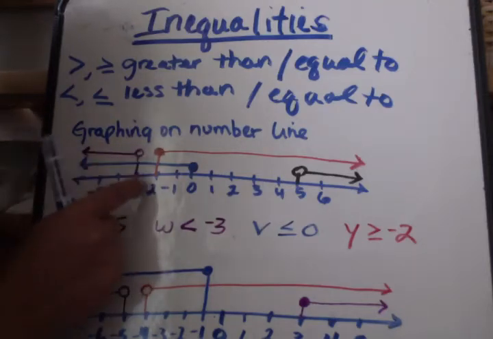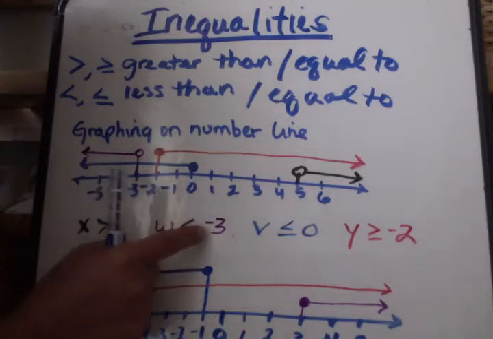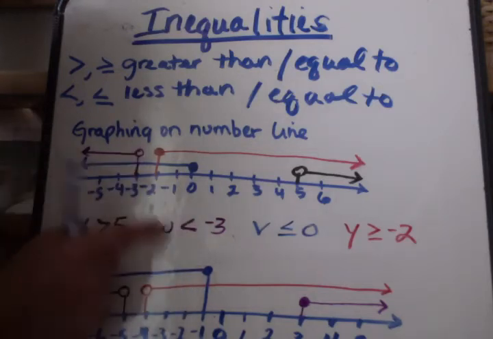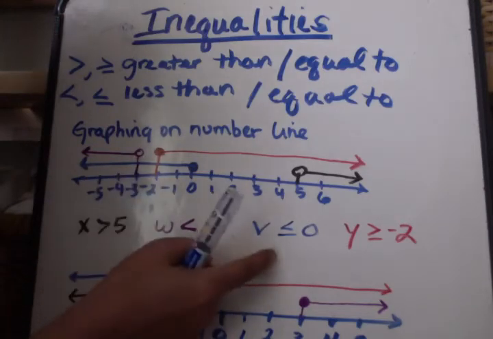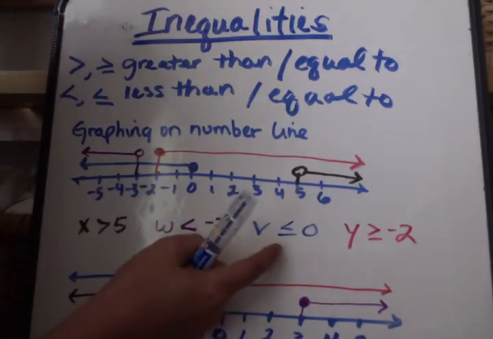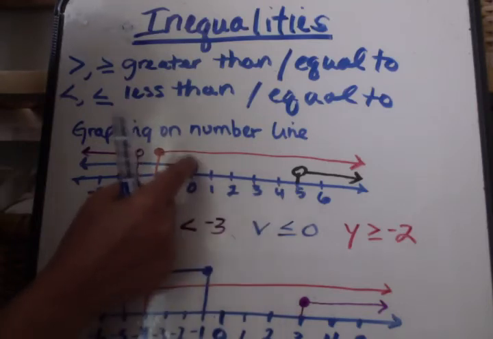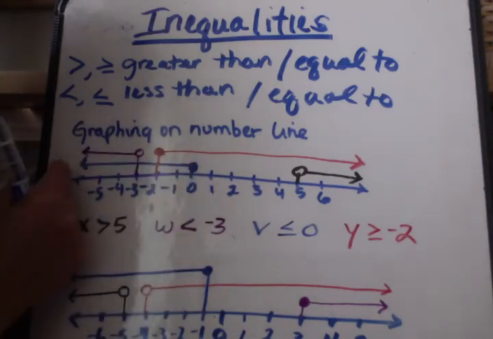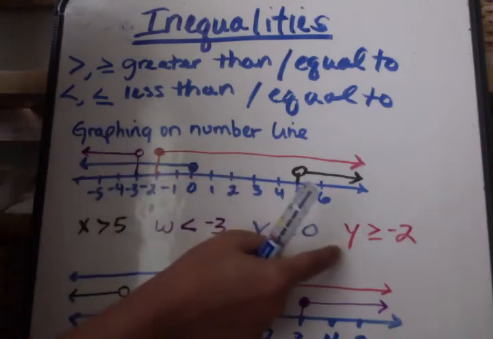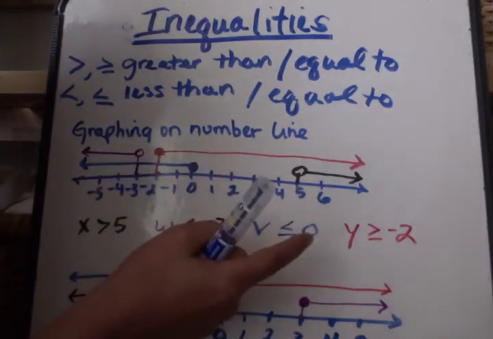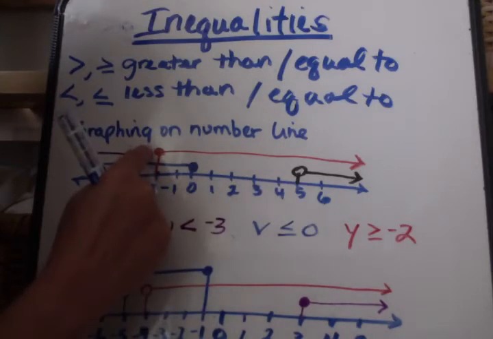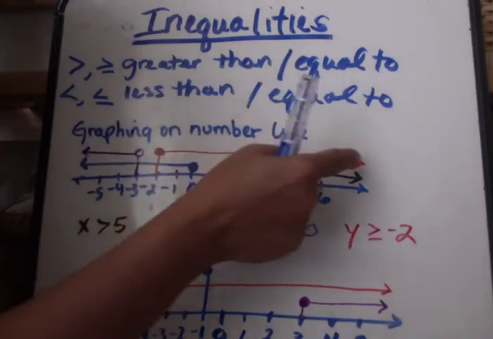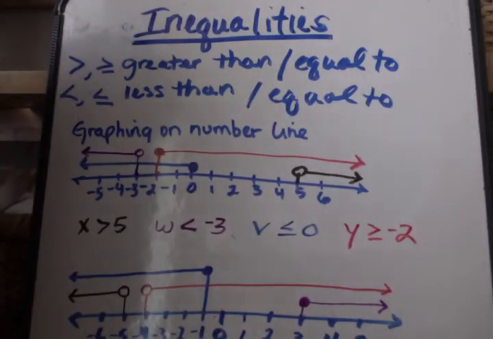Anything to the right of negative 3, like negative 2 or negative 1, would be greater than negative 3, and we don't want those. All the numbers to the left would make this inequality true. Next, v is less than or equal to 0. Here's the first closed circle, because we have the equal sign at 0, and anything less than 0, so everything going to the left. And then finally, y is greater than or equal to negative 2. At negative 2 we have a closed circle because we have the equal sign, and y is greater than negative 2, so it's everything to the right of negative 2.